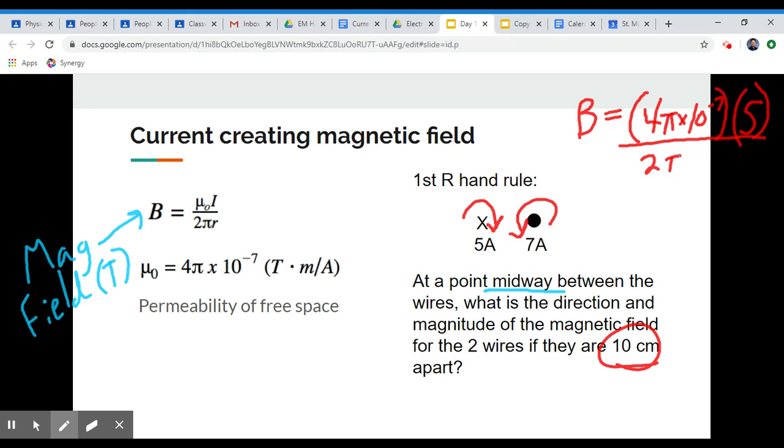So when I go to plug this in, I'm going to have divided by 2 pi, and then I'm going to multiply by, we're not using 10 though. Remember, we're at a point halfway between, so we're actually going to use 0.05, and then we calculate that out. And we should end up getting 0.0002 Teslas. Okay, go ahead and solve for the 7 amp one. I'll pause the video and you can solve that yourself.